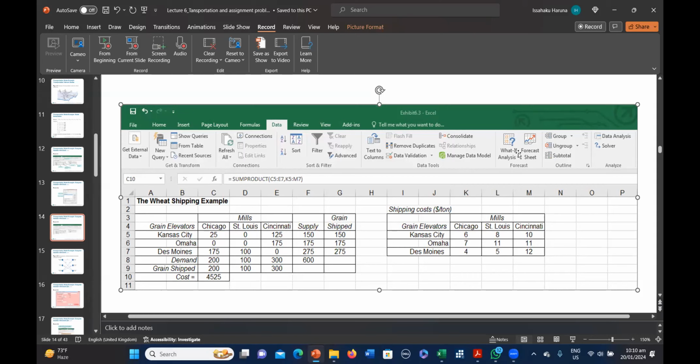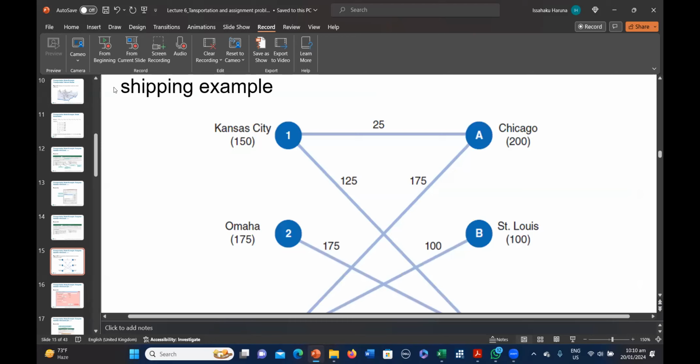You can generate the sensitivity report as well and then discuss it. So this is a network flow diagram of the solution. You should also be able to get a network flow of the solution. This is just plotting the solution.